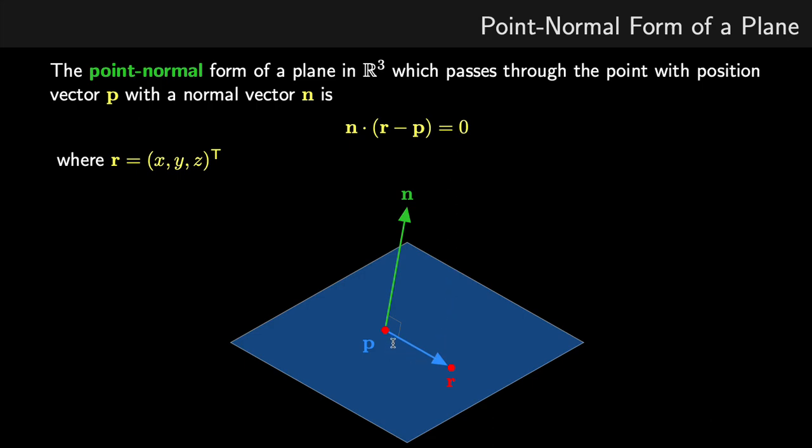Now the vector pointing from P to R is equal to R minus P. If I dot product that with the vector N, which, because it's a normal vector, must be perpendicular to R minus P, then this should be equal to 0. So R, we can say this is any position vector with the elements X, Y and Z. And this is known as the point normal form of a plane.